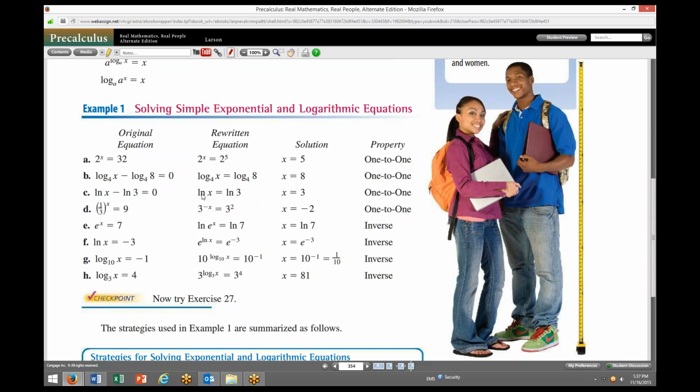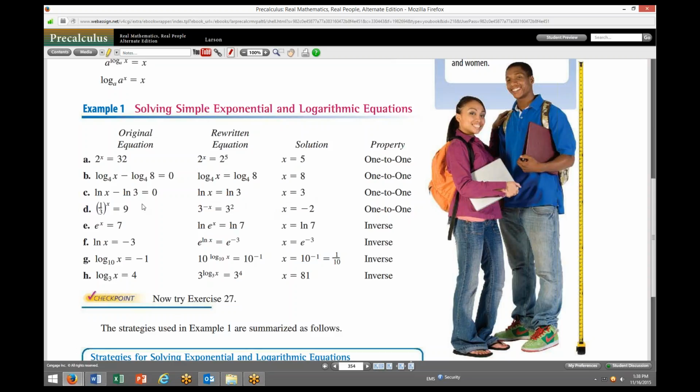You simply recognize, well, we're taking the natural log of something, and that equals the natural log of something else, so those two things have to equal each other. So then the x equals the 3, and we have our solution. X equals 3.